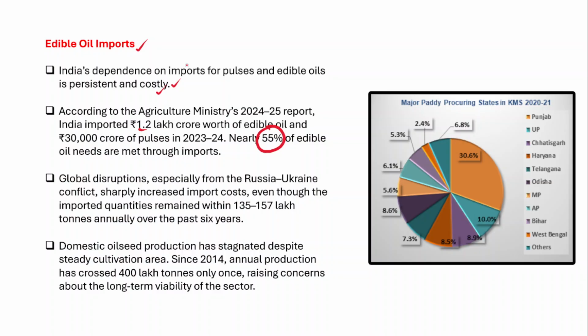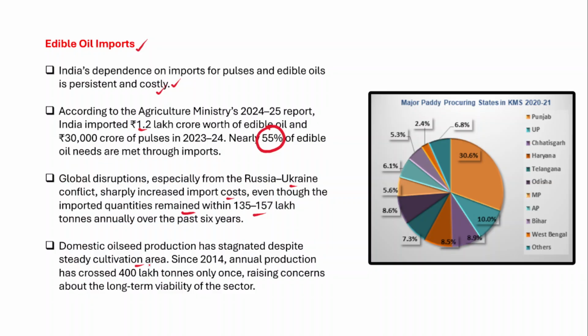However, global disruptions, especially the Russia-Ukraine conflict, sharply increased the import costs, because in fact Ukraine and Russia contribute to the largest production of edible oil. The Russia-Ukraine war has led to a sharp increase in the import cost of edible oil. However, even though the imported quantities remained within 135 to 157 lakh tons annually over the past 6 years, the domestic oilseed production has stagnated despite a steady cultivation area.